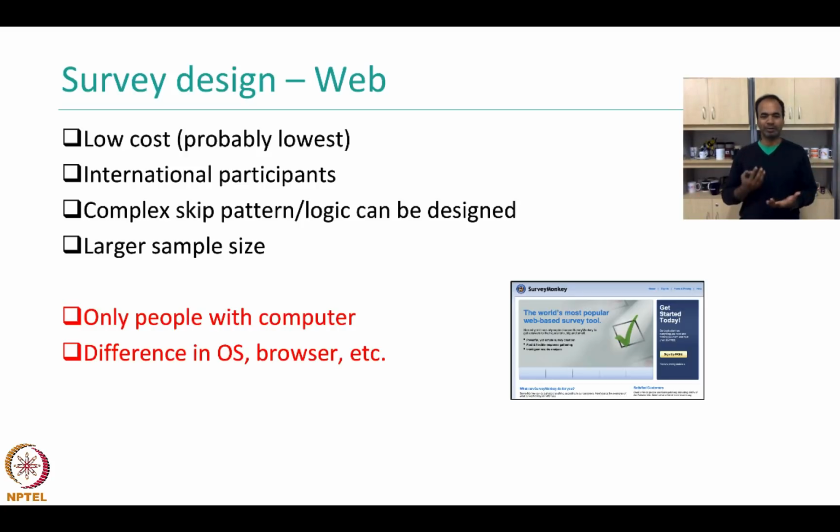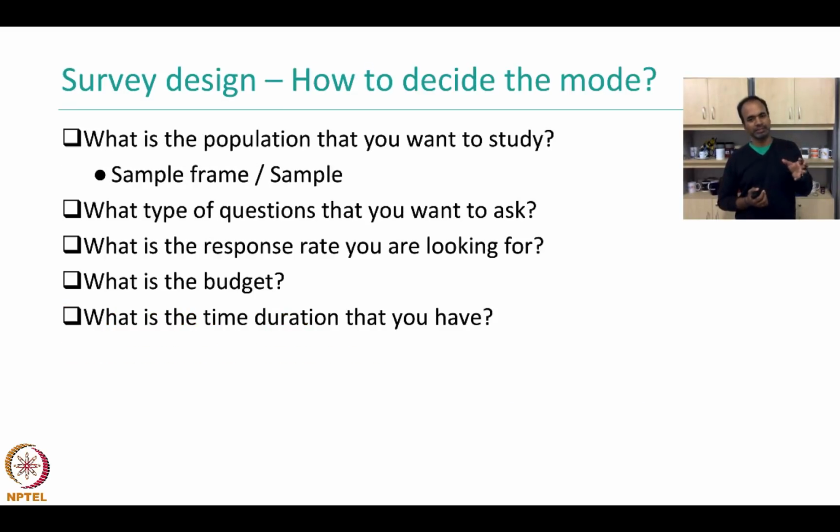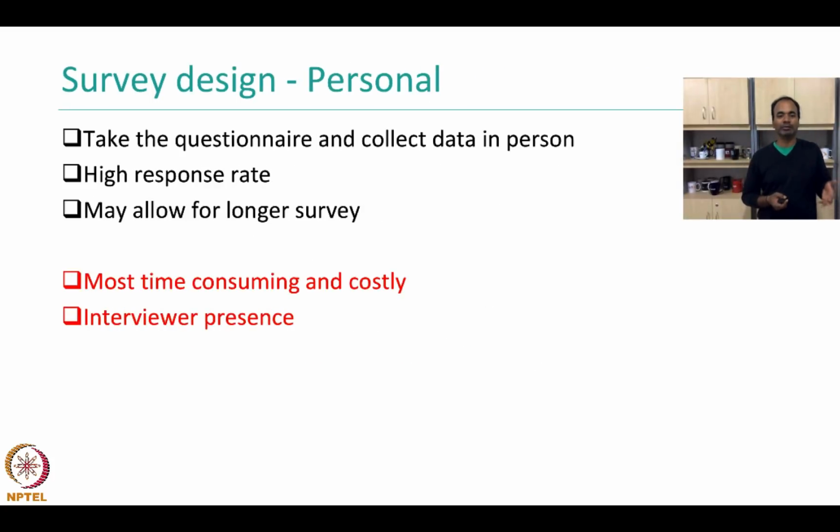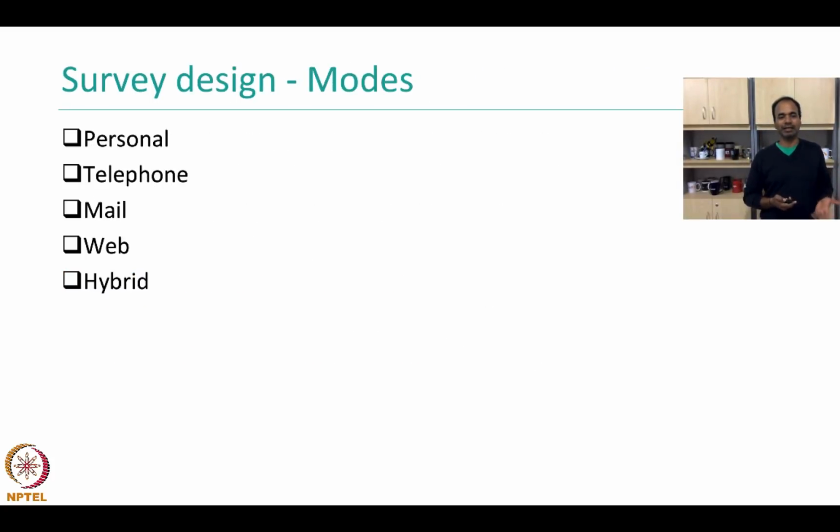And because of different operating systems and different browsers, the questionnaire may show up differently in different browsers, and probably differently in different operating systems. Those kinds of constraints are also there in collecting the data. Now that you know there are many ways of collecting data, how can you decide which method to use?